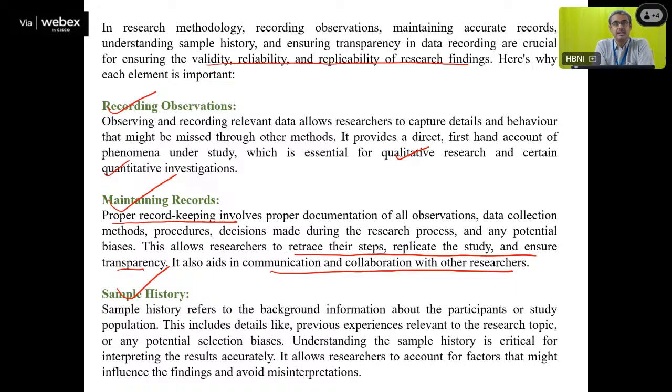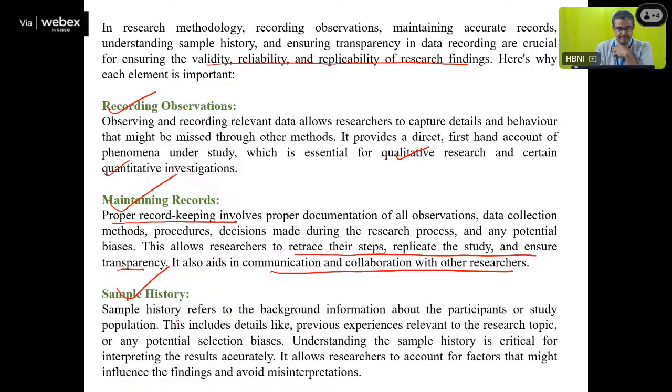Okay. It will help you. Means if you maintain proper records, it will help. If you do not, and there are people who are not maintaining proper records, it really becomes difficult to retrace the steps, replicate the study, and ensure proper transparency.